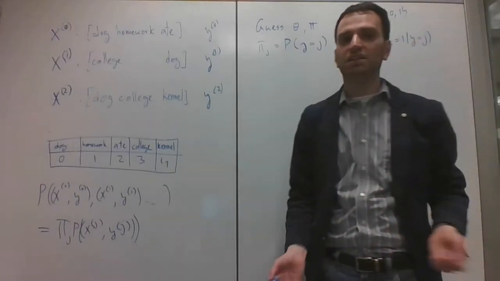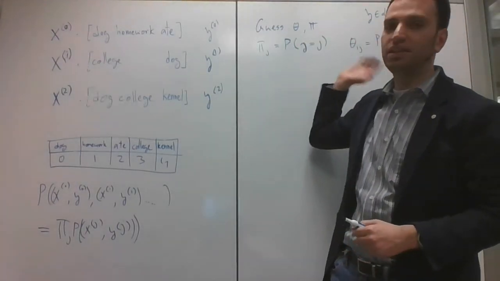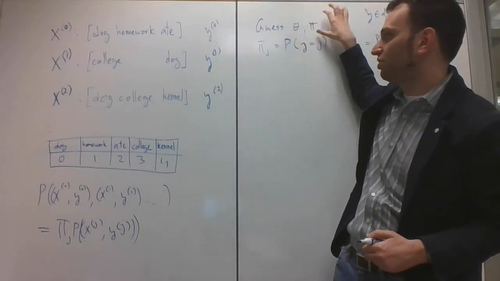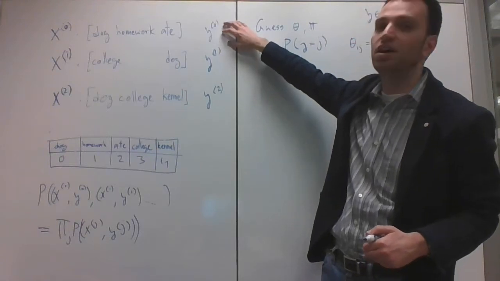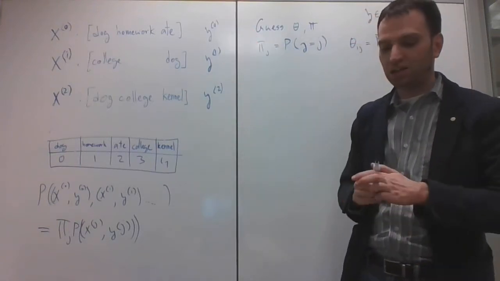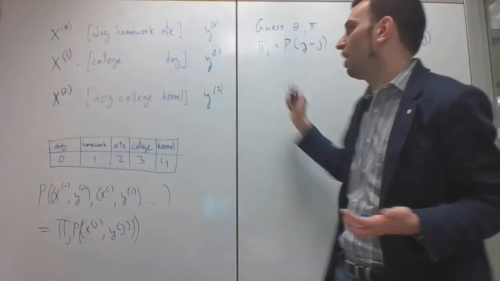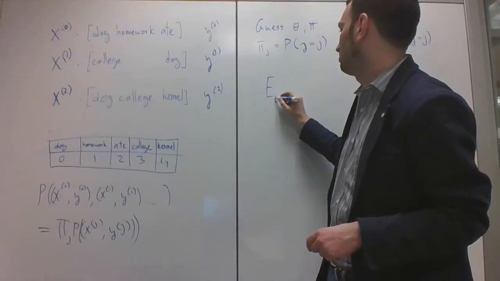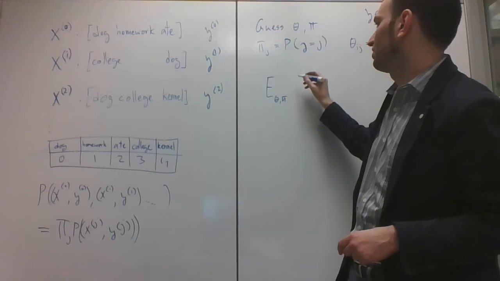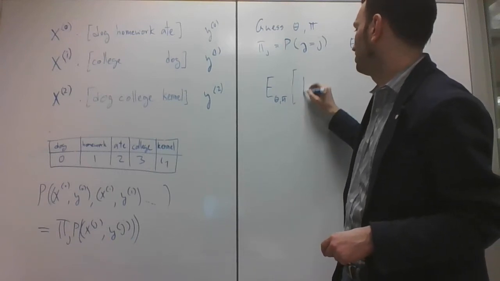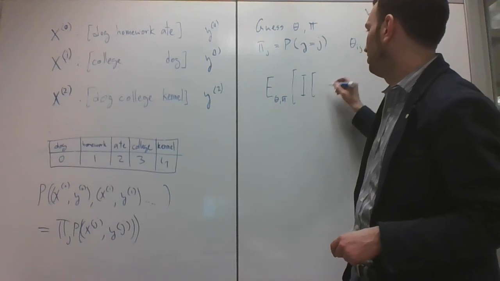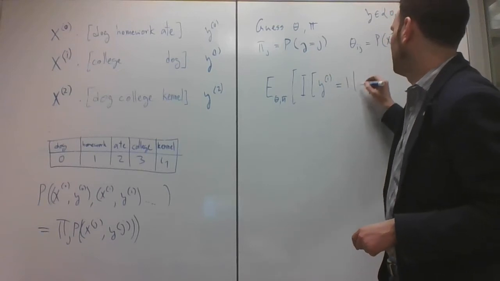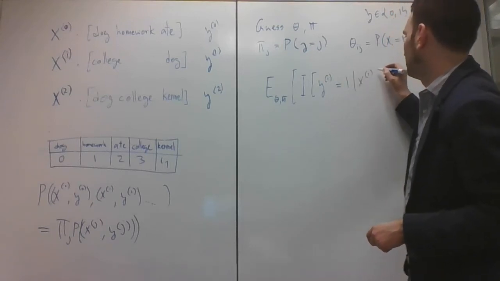So the first thing that we'll do is we'll just guess at theta and pi, and based on that, we'll just assume that the guess is correct, and we'll try to give some kind of estimate for the y. How can we do it? Well, we can't get y directly, but what we can do is compute the expectation, given that we guessed theta and pi correctly, of this kind of variable. This is going to be the indicator variable that says yi is equal to 1 given the xi that we have.